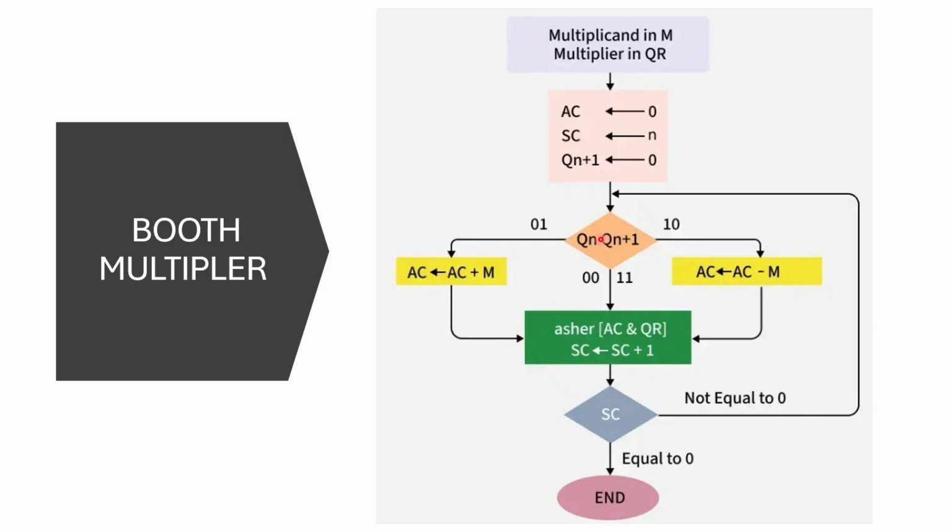But if Qn plus 1 is 0 1, then A will be replaced by A plus M. Similarly, if Qn plus 1 is 1 0, then A will be replaced by A minus M, and then we take the final operations. So how will this operation be conducted? Let's see an example so that we can have a better understanding.